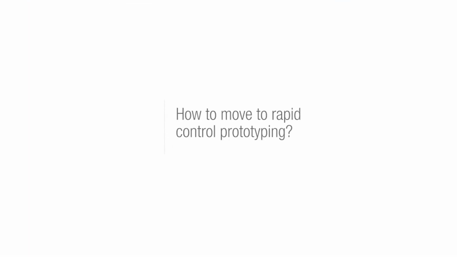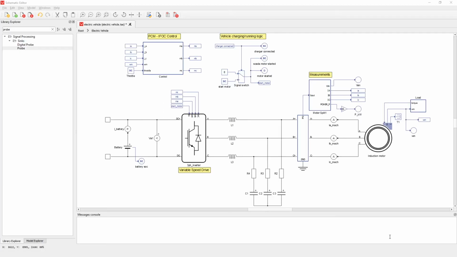Hello again. Now it's time to talk more about how to move to rapid control prototyping from this point. To do that, we need to do 3 steps. The first step is to generate the C code from the already existing block. The second step is to define the inputs in our system, and the third step is to define the outputs of our system. Okay, let's jump to the first step.